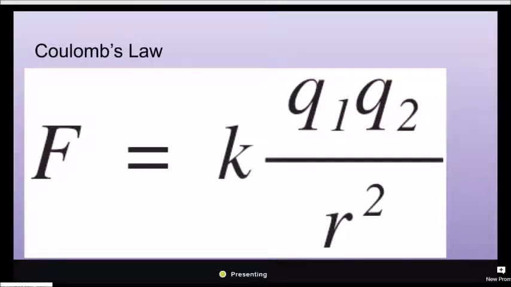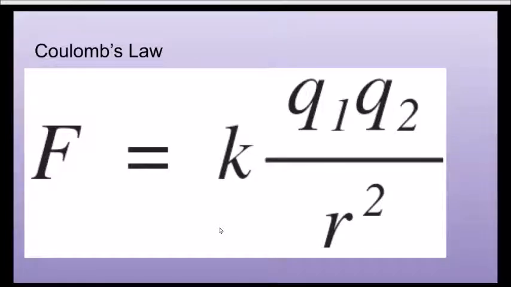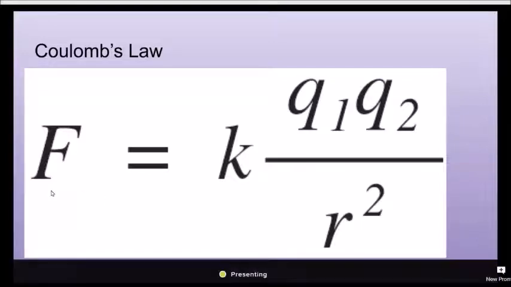Coulomb's law is just this one more time for review. Q1 is the charge of one thing. Q2 is the charge of the other. So you could have 7 protons and 7 electrons. And then r squared down there, that's the distance between those things. So the distance from the nucleus out to where the electrons go.